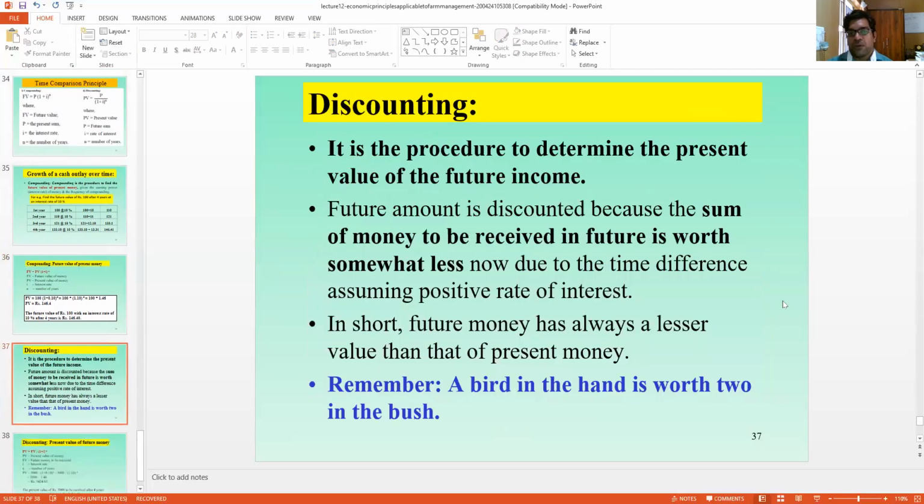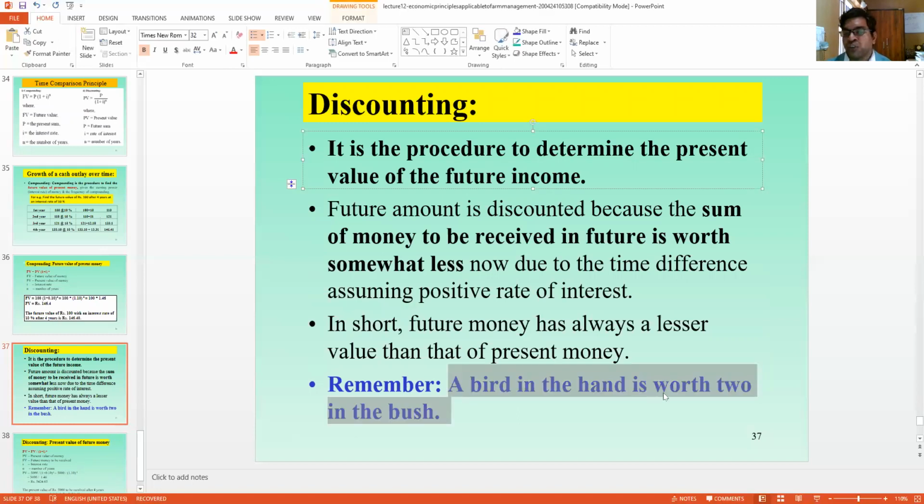Now, discounting. That was compounding, and this is discounting. What is discounting? It is a procedure to find the present value of future money. Right now, you don't have any money. In future, if you're going to get some money, what is the present value of it? The proverb is, a bird in the hand is worth 2 in the bush. Right now, whatever you got is more important, more valuable than what you're going to get in the future. So bird in the hand is worth 2 in the bush.